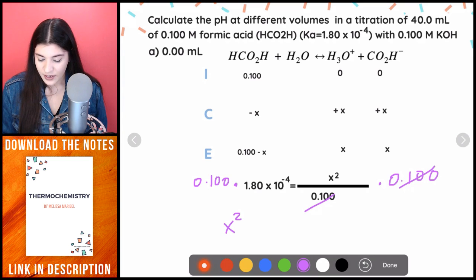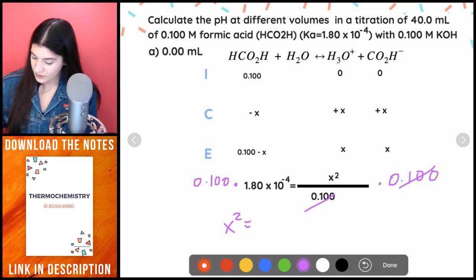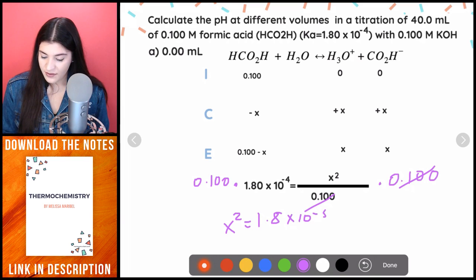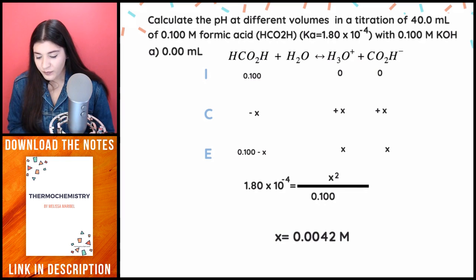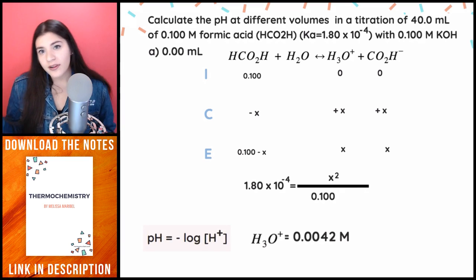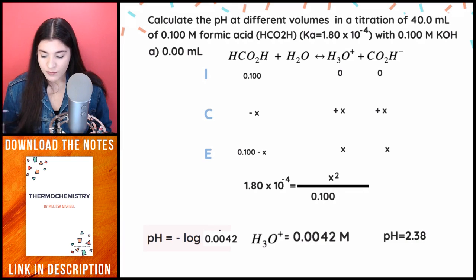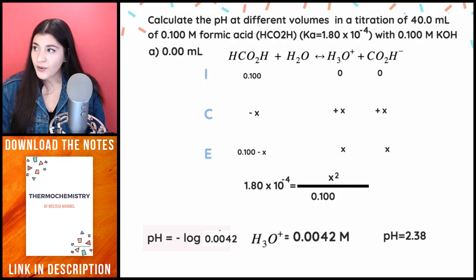And then now I have x squared is equal to, let's see what that is. So 0.1 times 1.8 to the negative fourth. And this gives us 1.8 times 10 to the negative fifth. Take the square root, and x gives us, I believe I have it. Yeah, that's what x would give us. So now that I know that, that tells me the concentration of my acid. And what I can do is plug that into the pH formula. I'll do the negative log of it, and then that would give us our pH of 2.38. So it is acidic, right? Because it's an acid that we're looking at, so that makes sense. And then we're going to keep going.